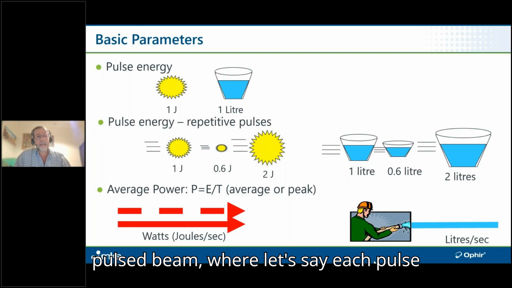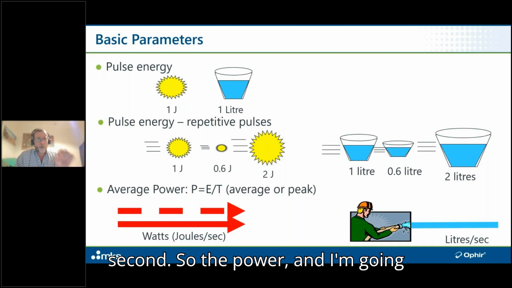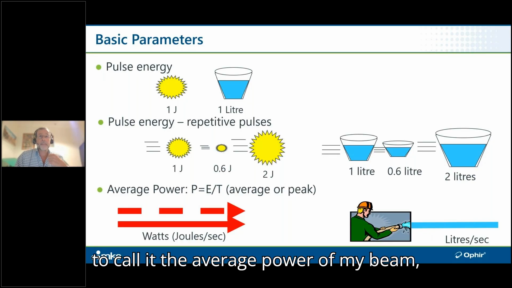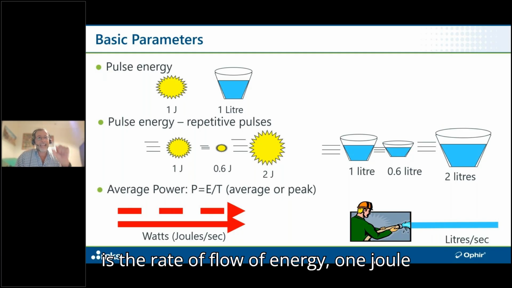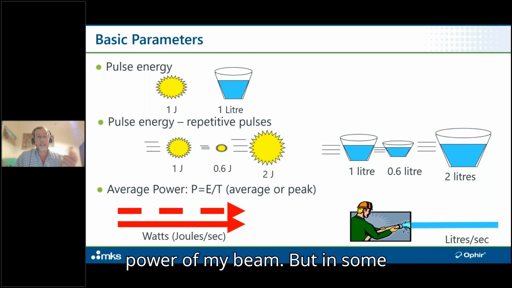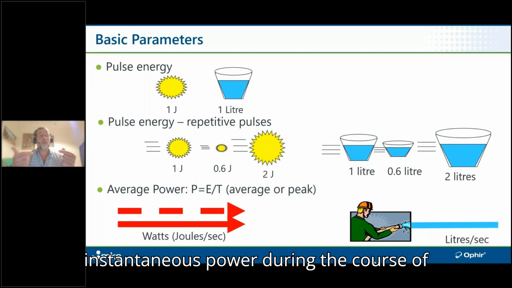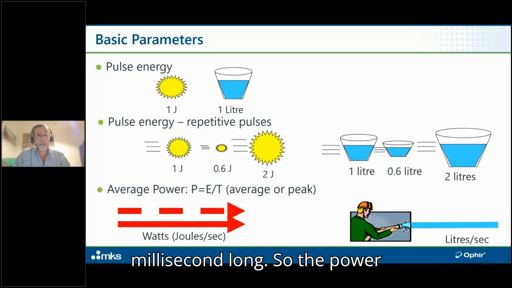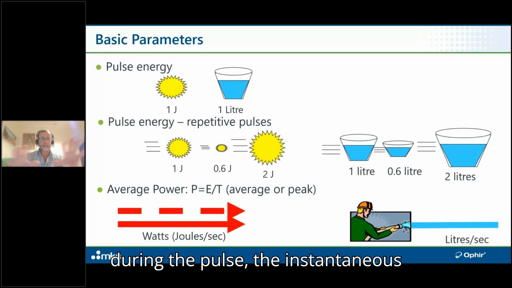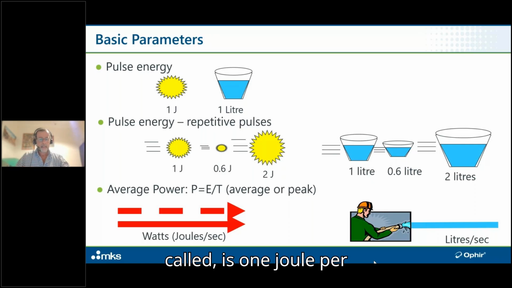But in some cases, I might want to talk about the instantaneous power during the course of one pulse. Now, let's say that pulse is a millisecond long. So the power during the pulse, the instantaneous power, or peak power as it's often called, is 1 joule per millisecond. So that's a kilowatt of power. So my average power is 1 watt. My instantaneous power, or my peak power, is a kilowatt. So sometimes it's important to remember that both of those are referred to as power.